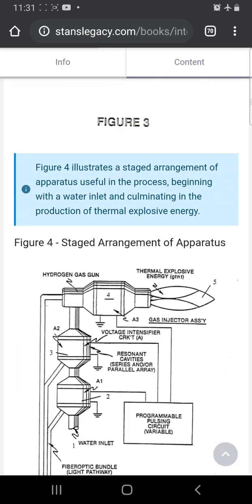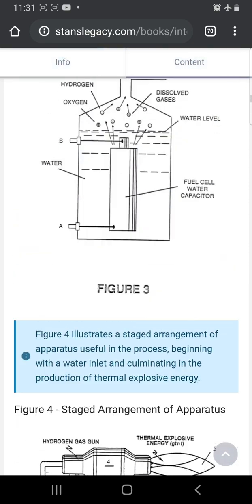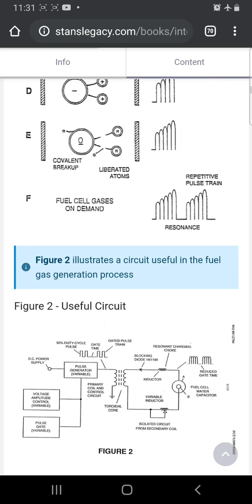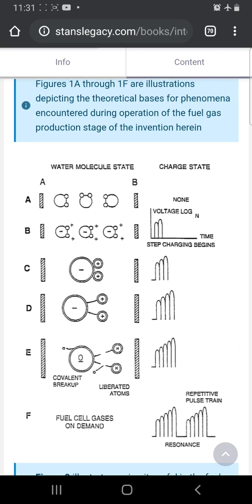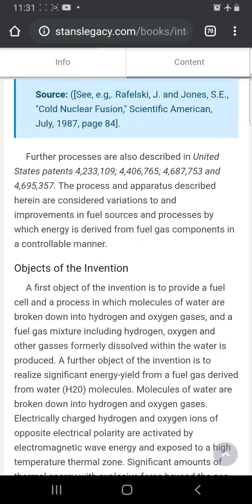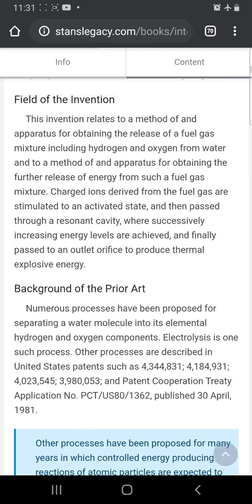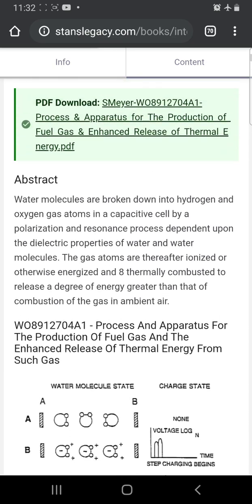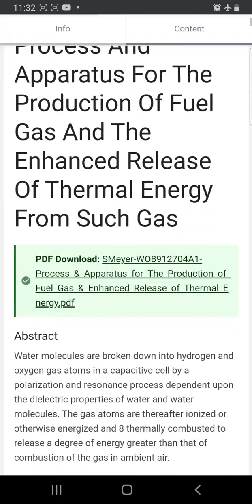There's a whole bunch of Stan's patents. What I want to talk about today is the polarity of the cell, the importance of the duty cycle. I want to try and clear up some misunderstandings about what is actually happening. What else do I want to talk about while I'm doing a little overview?